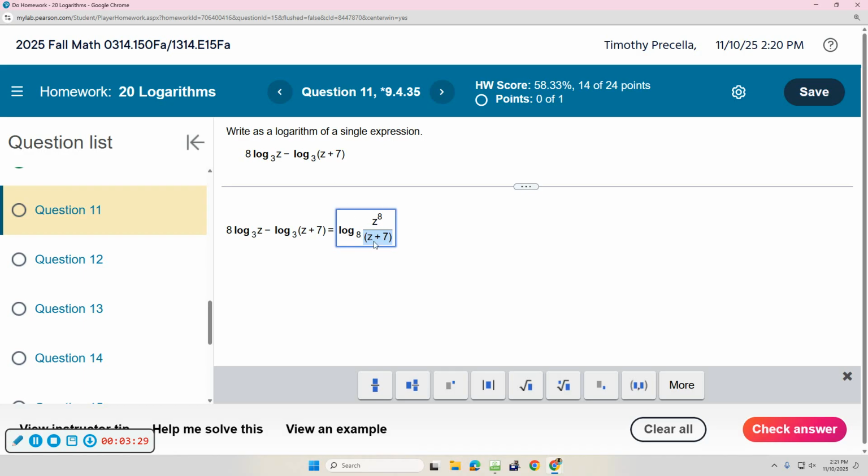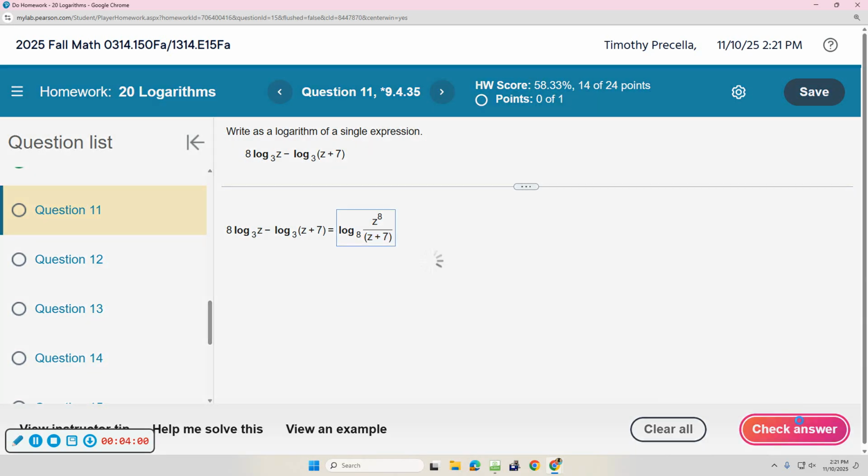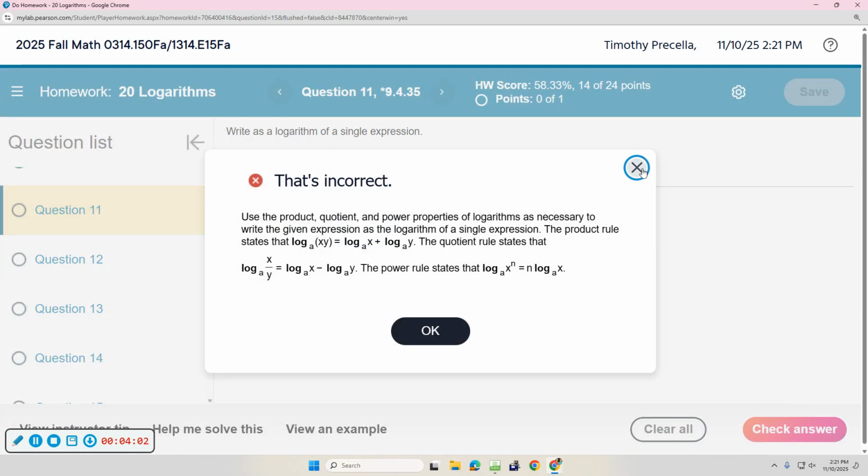Now, since there's absolutely nothing else on the denominator, if you didn't enclose that z plus 7 in parentheses, they'd still count it right. But to be safe, when the argument has addition or subtraction, just make it a habit to keep those parentheses around it. That way, it's never wrong. Sometimes it's wrong to drop the parentheses, but if you type those parentheses, then it's always going to be counted right.